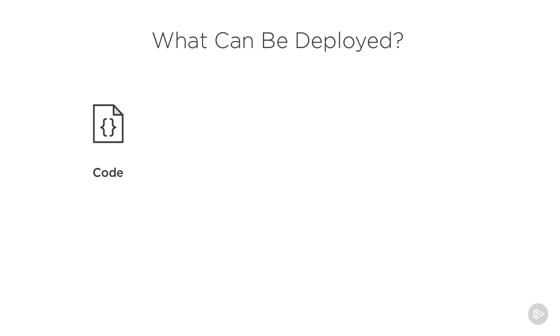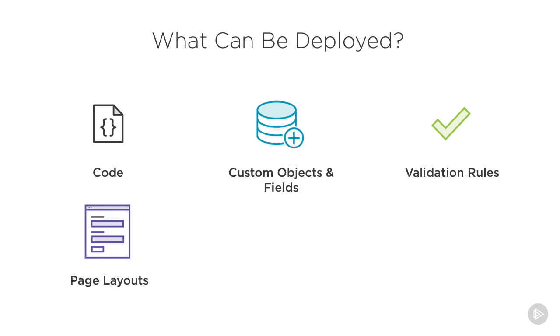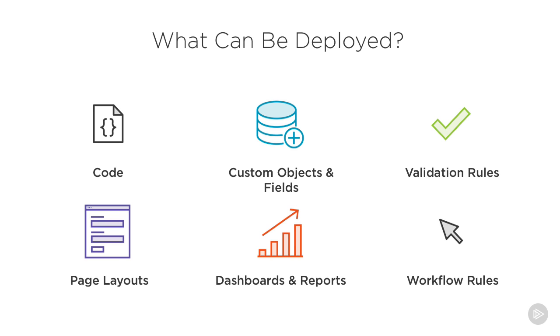You can deploy code, of course, including Apex triggers and test classes, but there's so much more you can deploy too. Even declarative type of components can be deployed, such as custom objects and fields, validation rules, page layouts, dashboards and reports, and yes, even our declarative automation friends, the workflow rule and process builder. There are many more types of components that can be deployed too, but the list is too long to show here. Basically, if there's a component you want to deploy, you probably can.